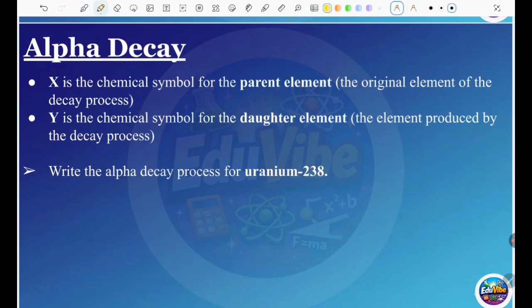Here X is the chemical symbol for the parent element, the original element of the decay process, which is on the left-hand side. Y is the chemical symbol of the daughter element, the element produced by the decay process, which is on the product side.